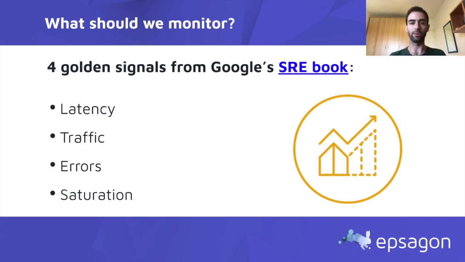How much traffic do we get? Is it more or less than we used to get? And obviously how many errors, because this is a very important signal that we need to look for and make sure it's as zero as possible.